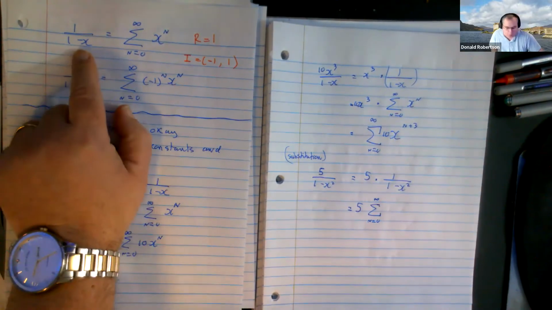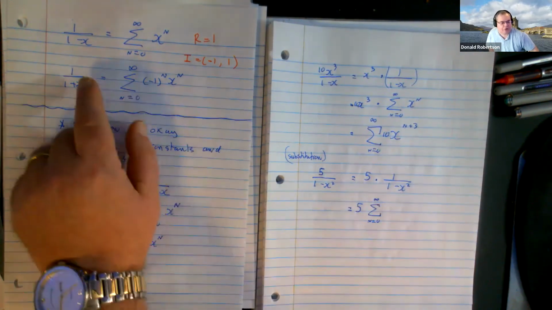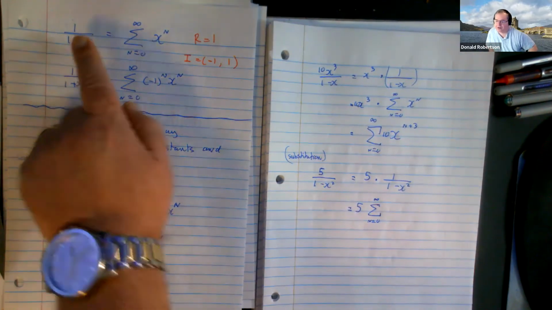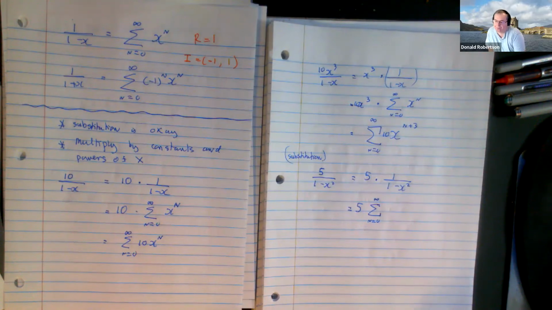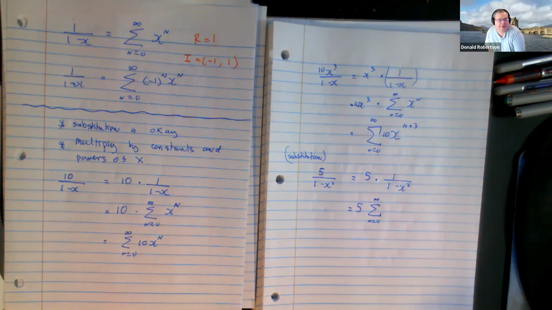I got 1 minus x here. I want 1 minus x squared. What would I replace this x by to make that happen? Nobody sure? Probably the way I'm phrasing it. No, I am phrasing it badly. Okay, you replace it by x squared.